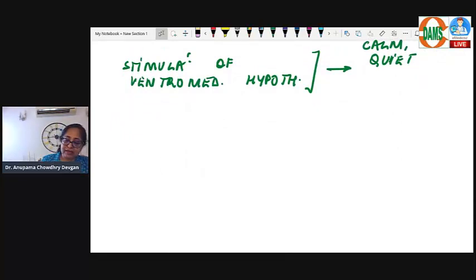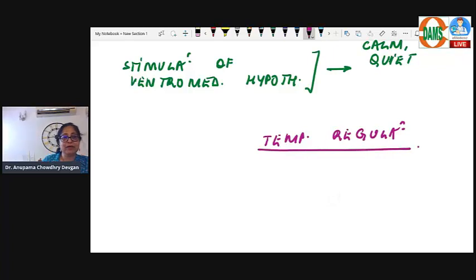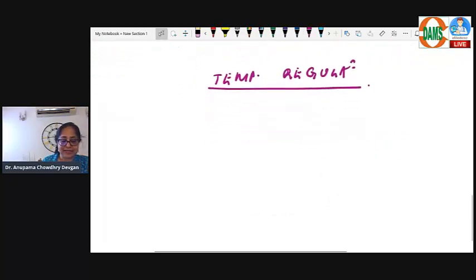Next, I wanted to discuss with you in detail what is the role of the hypothalamus in temperature regulation. Yes, temperature regulation, which is a function of the hypothalamus. Let's discuss this in detail.